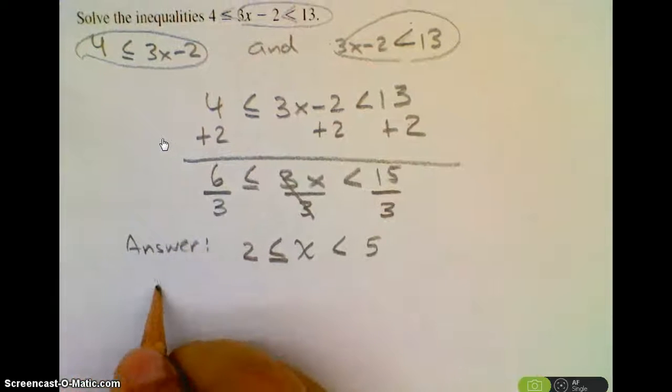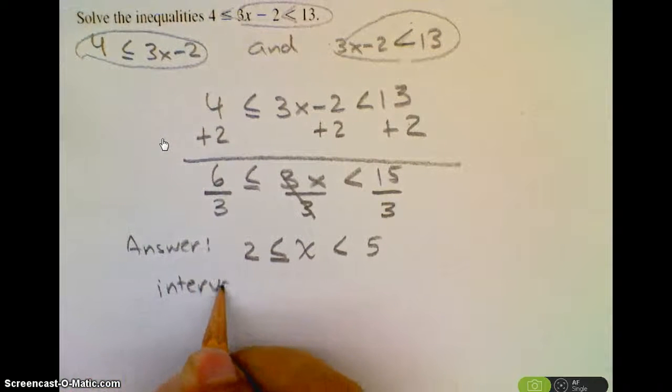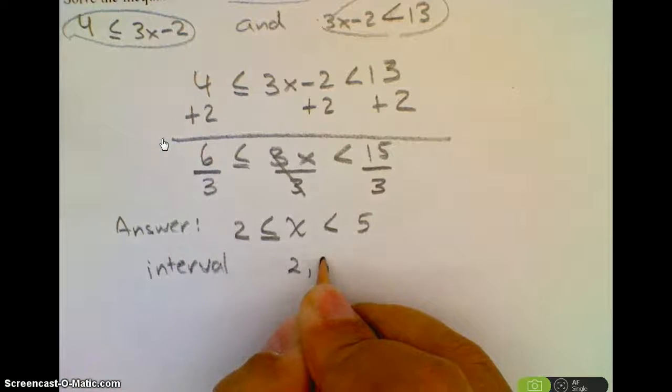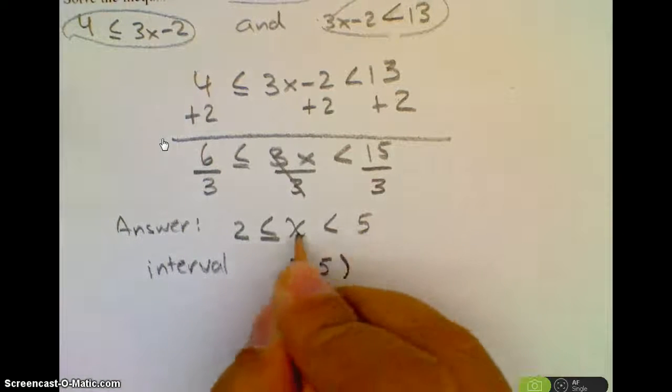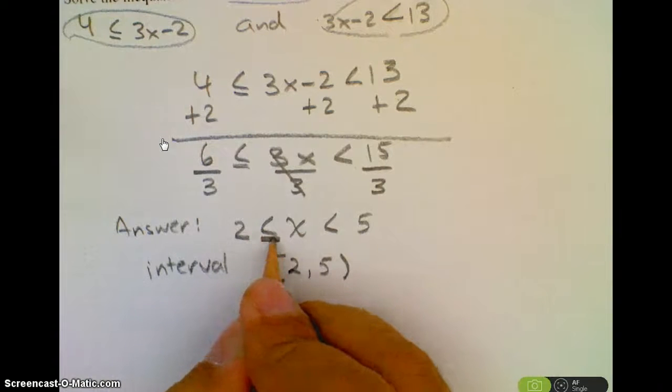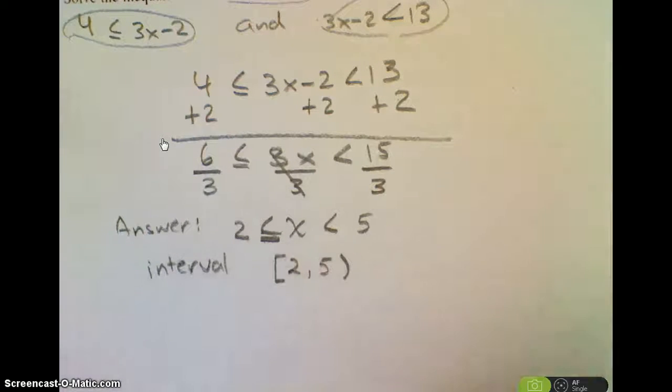Now, if I want to write it as an interval, this is another way of showing your answer. x is between 2 and 5, open at 5 because x cannot be 5, but closed at 2 because x can be 2 because of this line that says or equal to.